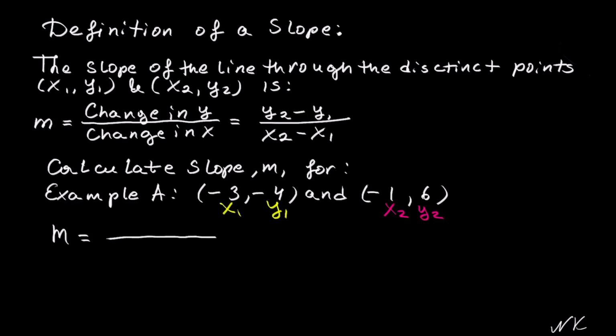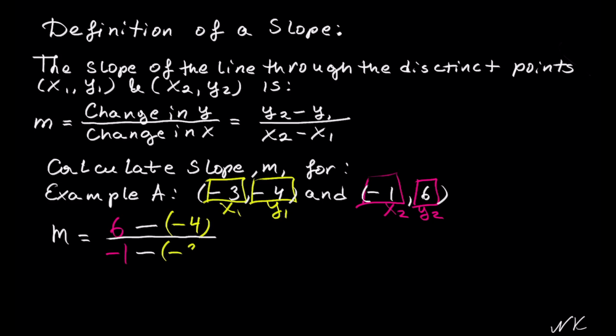The slope is y2 minus y1 in the numerator. So instead of y2, let's substitute 6. So 6 minus y1, which is -4. Since it's negative, let's put it inside of the parentheses. So minus (-4). Out of x2, we have x2 is equal to -1. So -1 in the denominator, minus x1, which is -3, so let's put it in parentheses as well.